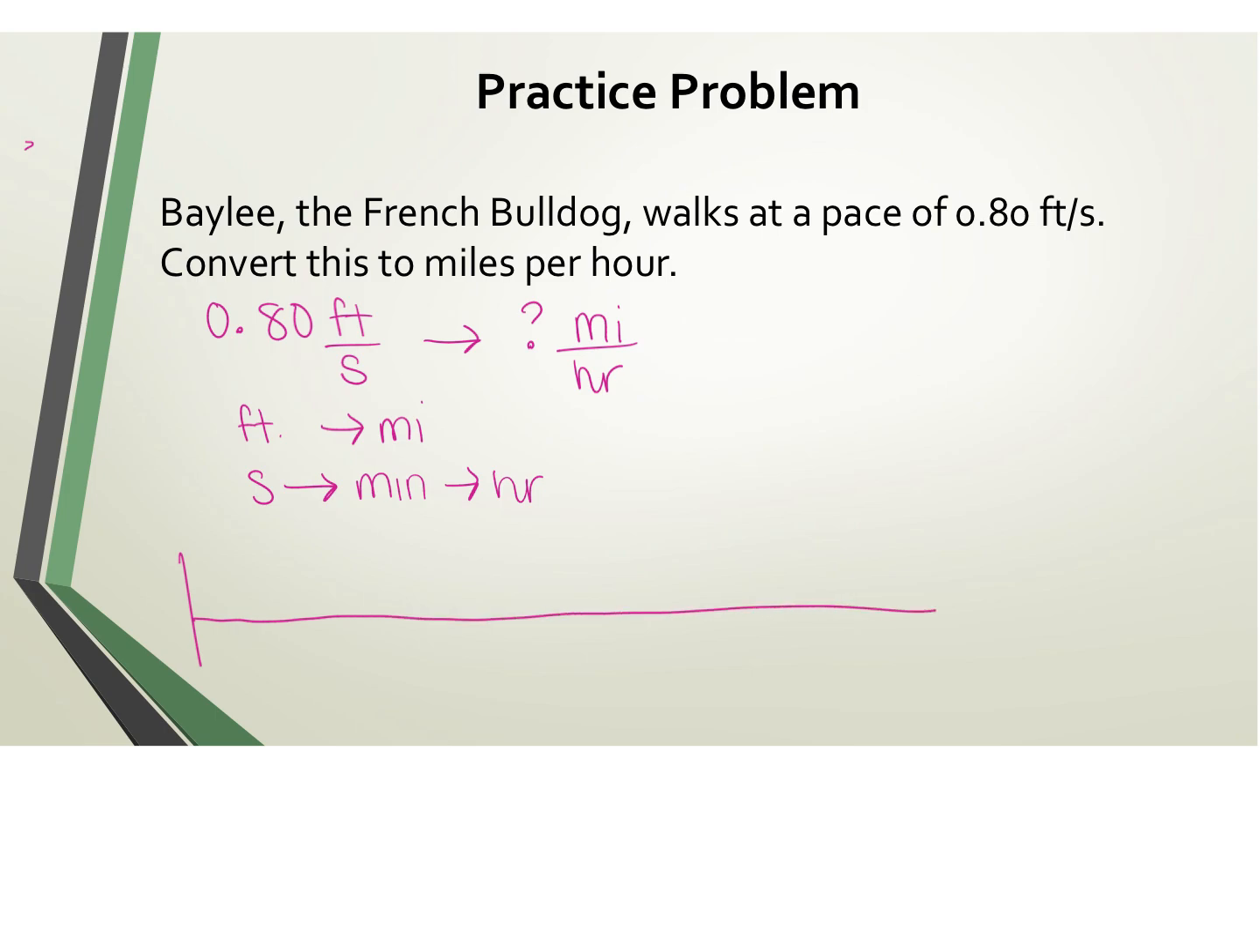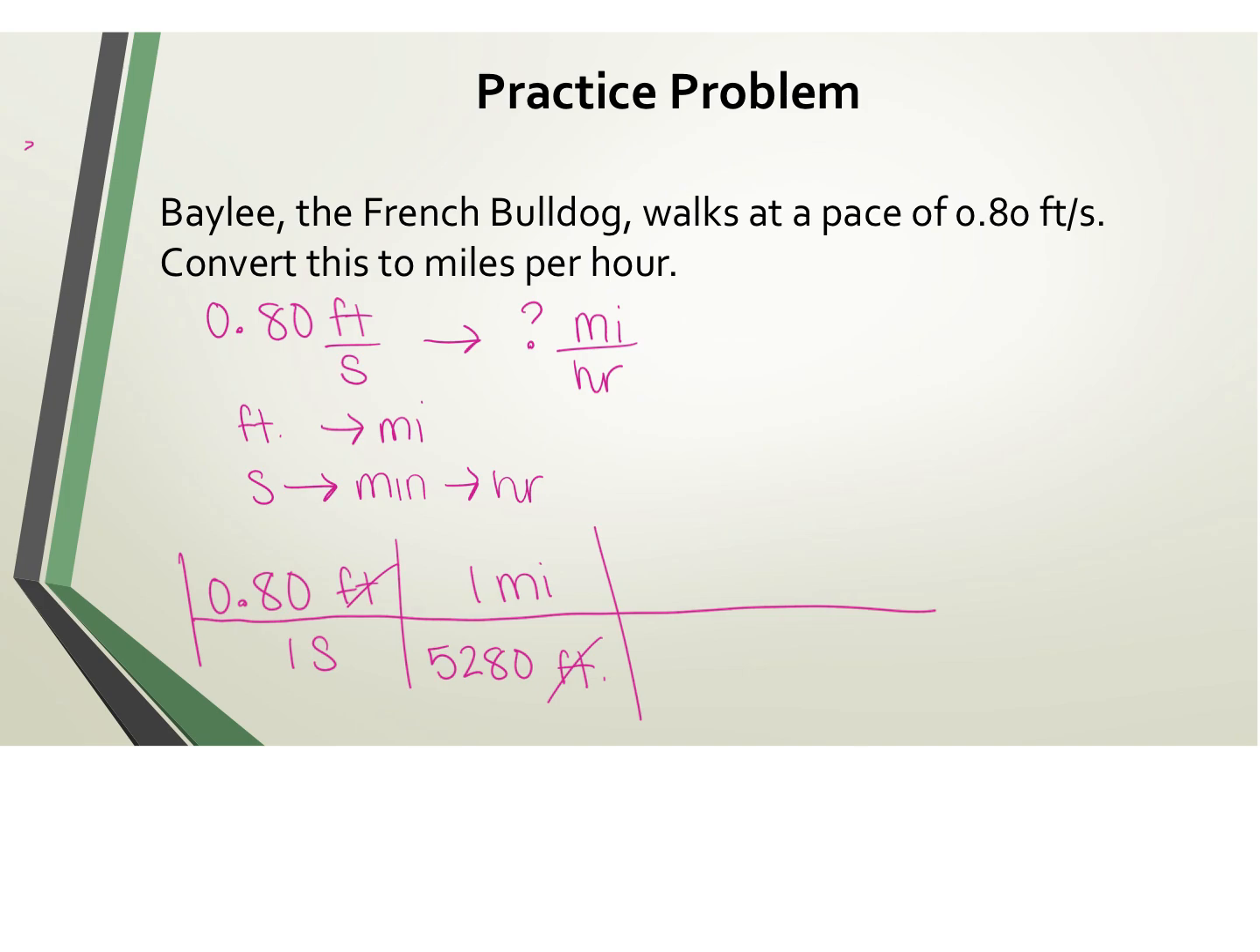All right, so I'm going to start by drawing my set of boxes. 0.80 is the only number given, so it goes in the top box. And then my unit is a foot divided by a second, so I'm going to make sure I have feet divided by seconds in my box. And then my first conversion is feet to miles. So we know that there's 5,280 feet for every 1 mile. So now I'm in miles.